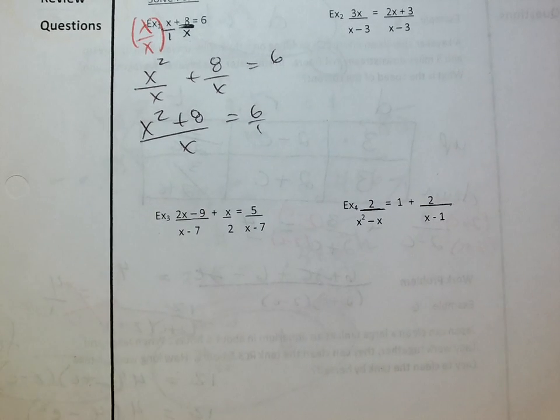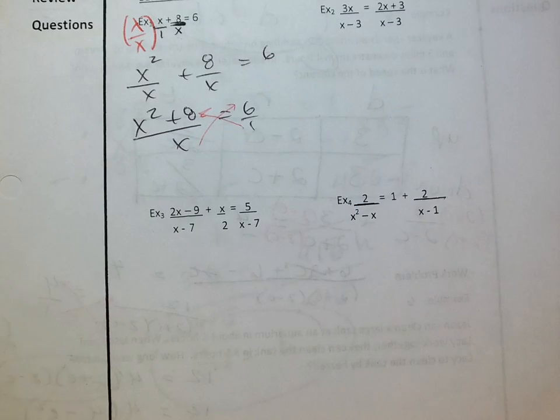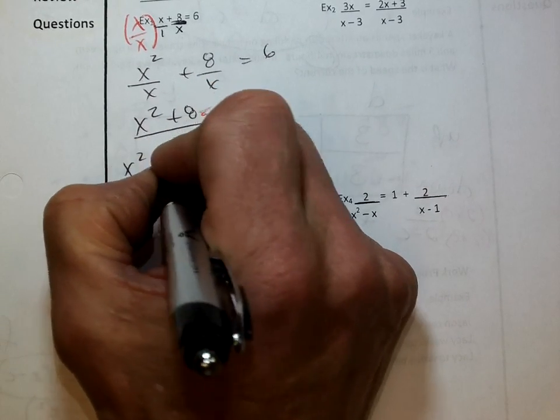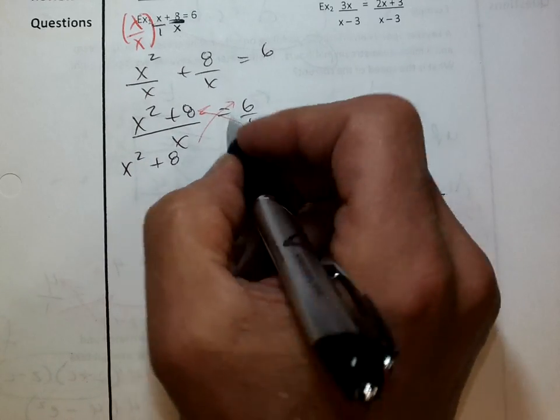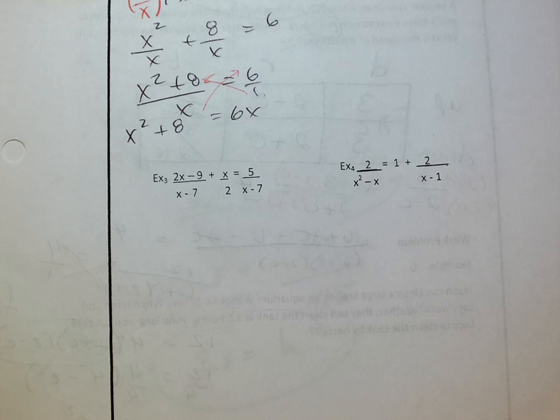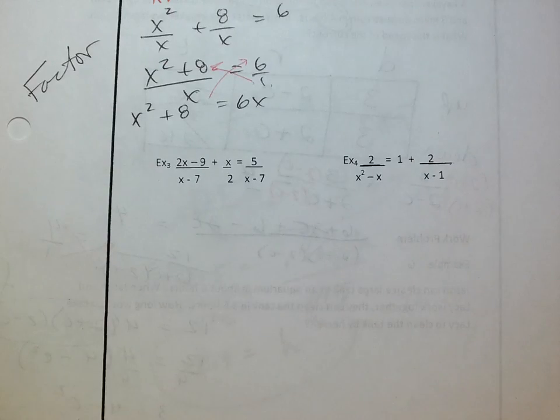Six over 1, right? If I cross multiply, that times that equals that times that, I'll have an x squared plus 8 equals a 6x. Oh, now it's looking like something I could do. I got rid of all the fractions, right? It's very doable. In fact, this thing might factor. You never know. It might factor, but I can't factor it until I bring over the 6x. Agreed?